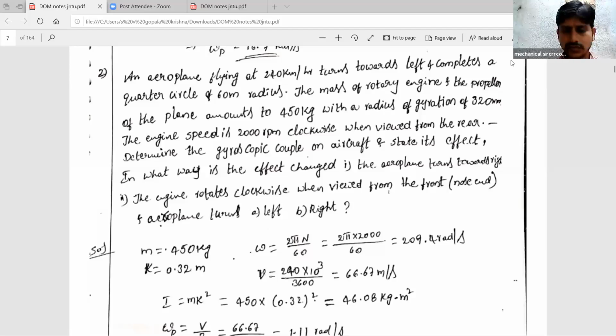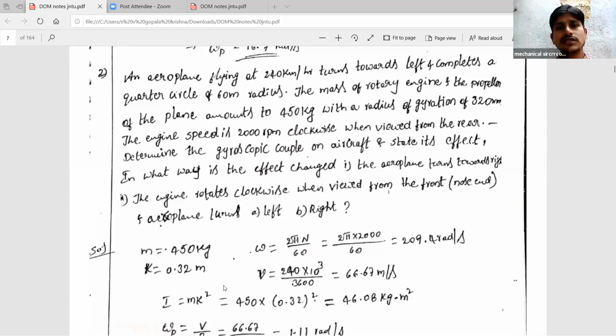So now all of you listen. V is there, V value is our 240 km/h. So all of you observe that the value is given in 240 km/h, so that is converted into meters per second. So 240 into 10 cube by 3600, then you may get 66.67 meters per second.